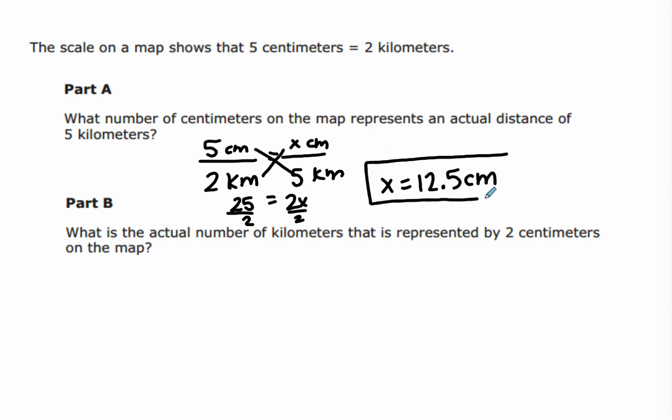Make sure you go back to the original question. Make sure you've got the right label in there. What number of centimeters? 12.5. Okay, then for part B, it says, what is the actual kilometers that is represented by 2 centimeters on the map? Okay, so let's get it set up. 5 centimeters, 2 kilometers, and now it's 2 centimeters for x. Okay, go ahead and pause the video, finish solving that one on your own.